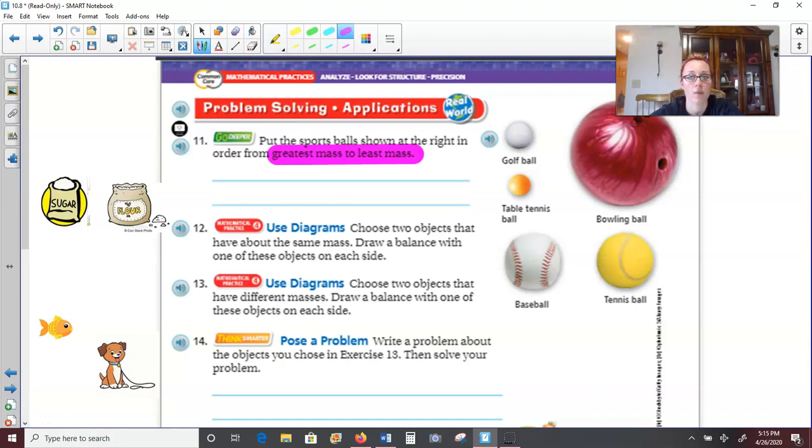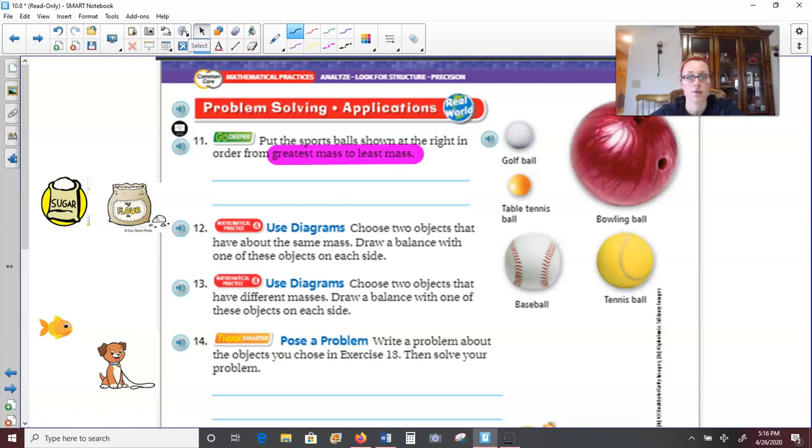Now, when we do that, we need to think of our own experience with these sports balls, but also looking at the size is important too. So we have a golf ball, a table tennis ball, which is like a ping pong ball, a baseball, a tennis ball, and a bowling ball. So thinking of your own knowledge about these sports balls, or even if you aren't sure of a couple balls, maybe you've never held one before or played with one, let's look at the size. The largest is clearly the bowling ball.